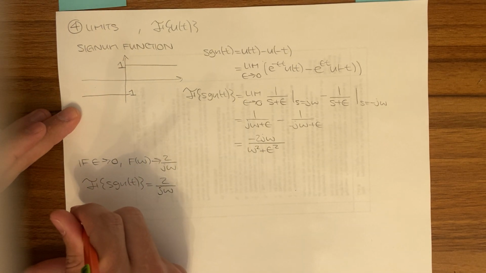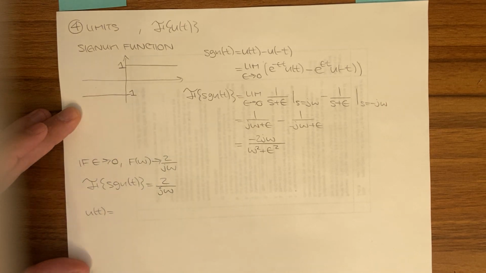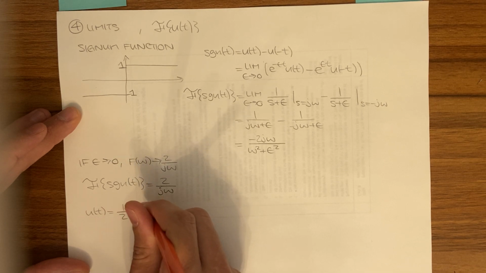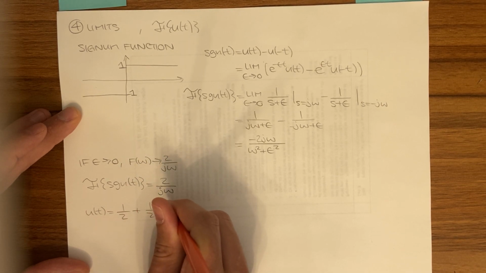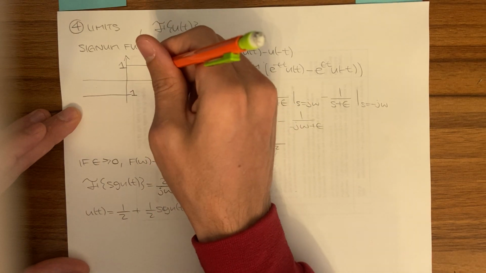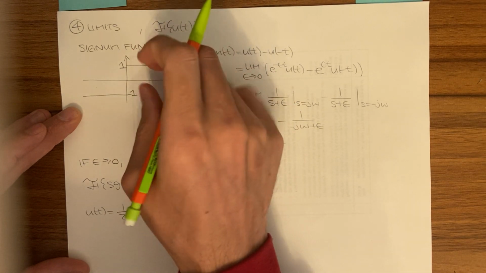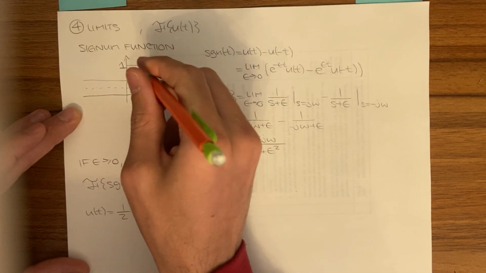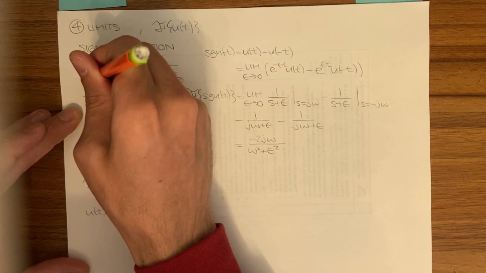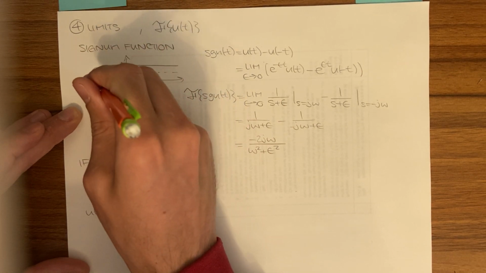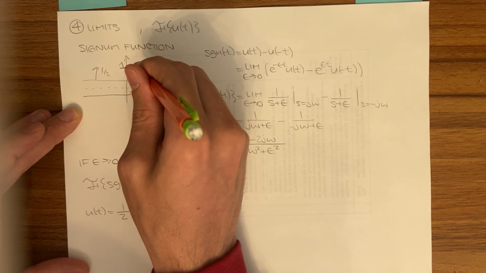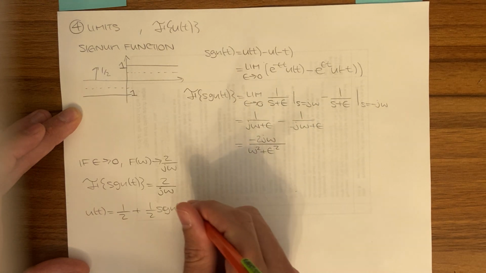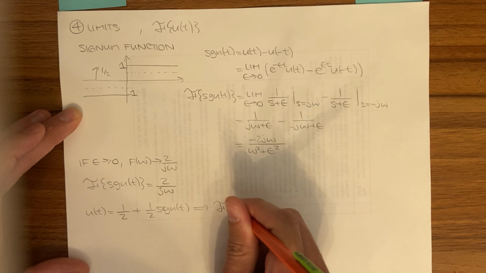So I'm going to argue that a step function u of t is equal to 1/2 plus 1/2 signum function. The reason for that is essentially I squeeze this down by 1/2, and then I move everything up by 1/2. So here where it was negative 1/2, now it goes to 0. Where it was positive 1/2, it just goes to 1. So now we have a step function. Okay, so we can take the Fourier transform of this.